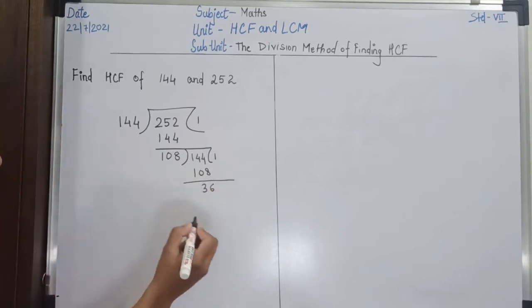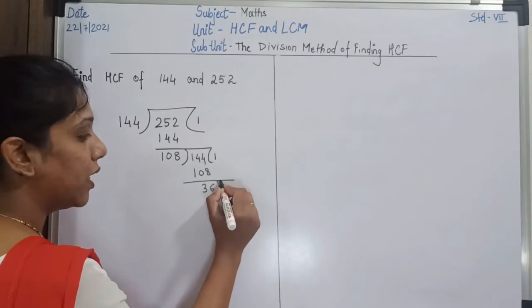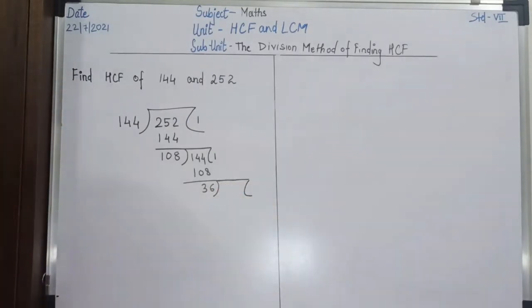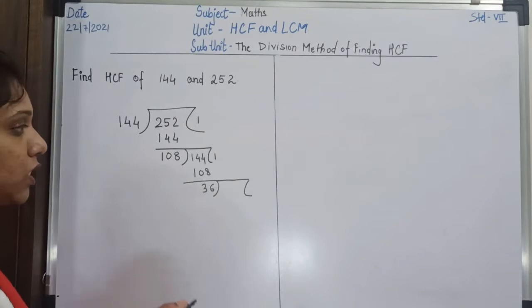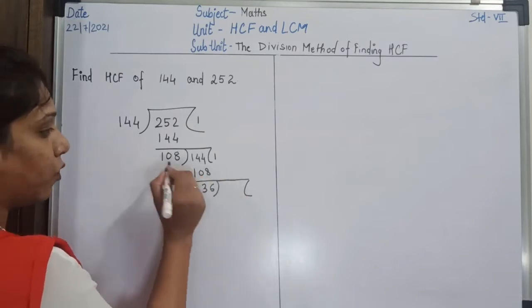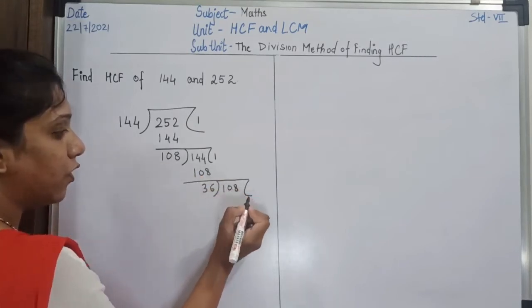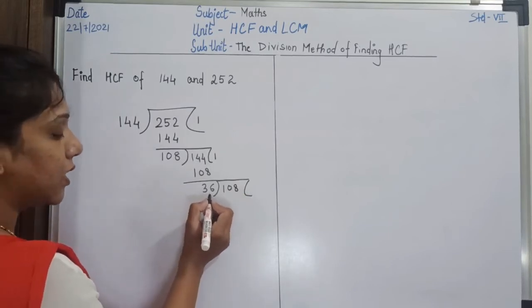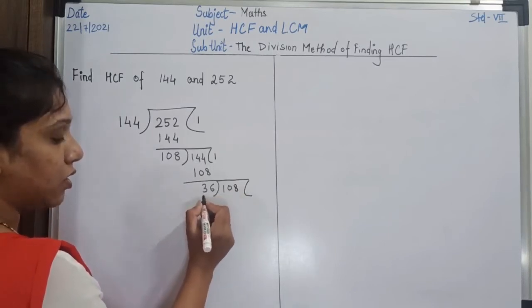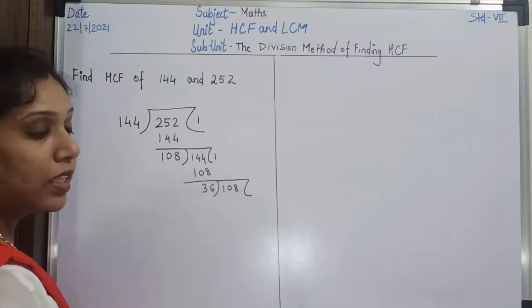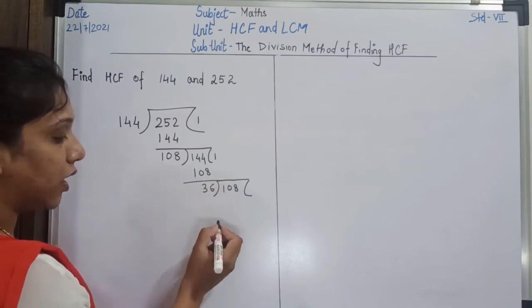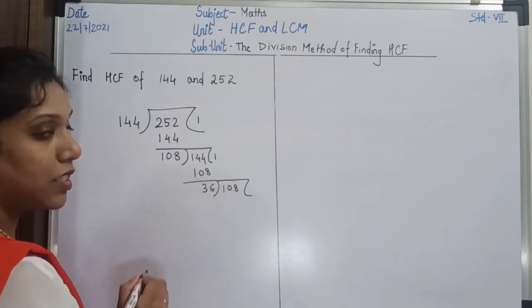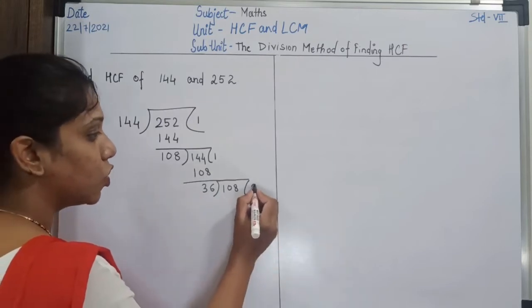I have already solved this, children. So the remainder comes as 36. We have to divide till the remainder is 0. Now the remainder is 36. Again follow the same process. 108 will come as the divisor. 108 divided by 36. Now 36 into 3, if you see in the 3 table, 3 6s are 18, 8 and 1, 3 3s are 9, plus 1 is 10. So 108.